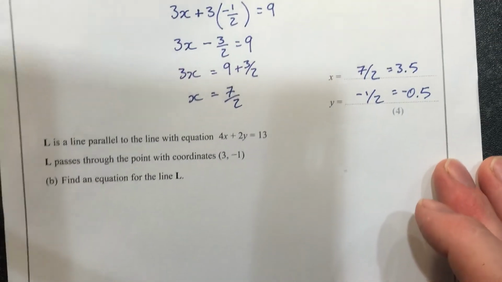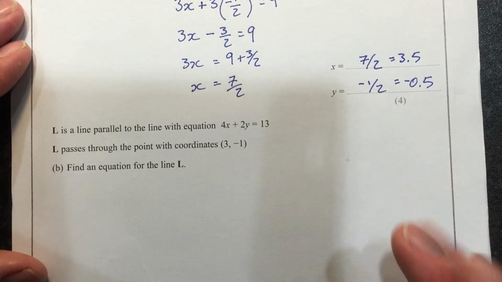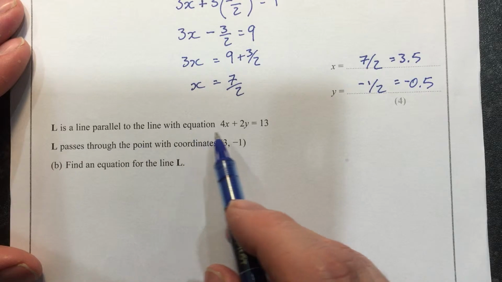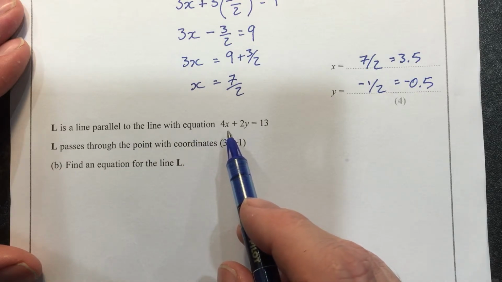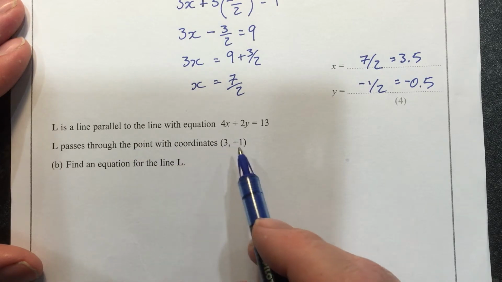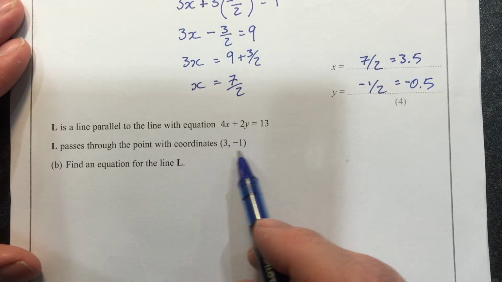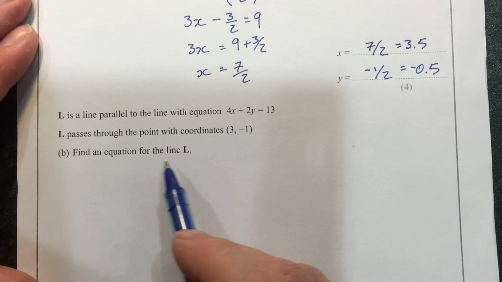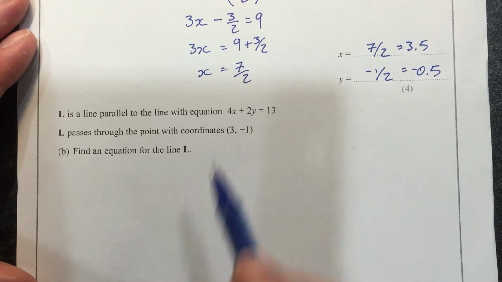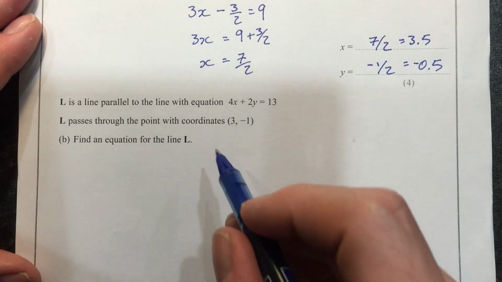Okay, we're going to have a look then. L is a line parallel to the line with equation 4x plus 2y is 13. L passes through the point with coordinates 3, minus 1. Find an equation for the line L. Okay, so there's a bit of work required here.